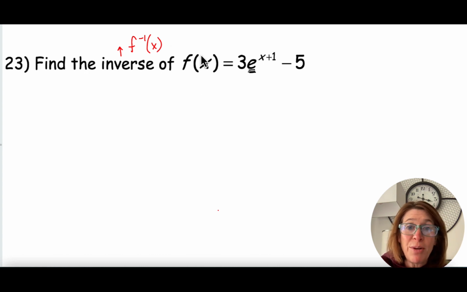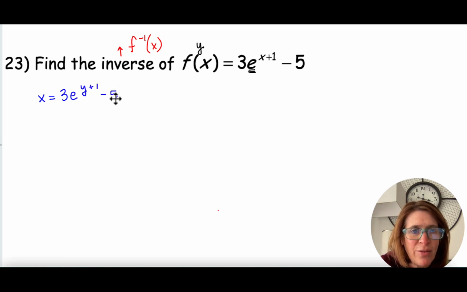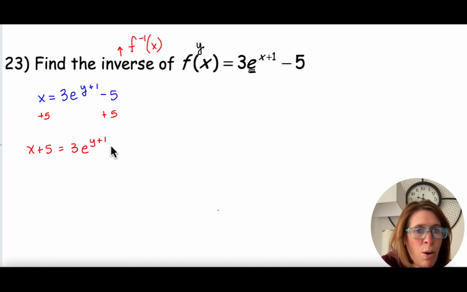All right, so how do we find an inverse equation? Well, first, remember this is y, and we're going to switch the x's and the y's and solve for y. So I'm going to rewrite this as x equals 3e to the y plus 1 minus 5. Okay, so I have to solve for y. So I have to isolate e to the y plus 1. I have to isolate the y. So I'm going to add 5 to both sides. That's going to give me x plus 5 equals 3e to the y plus 1.